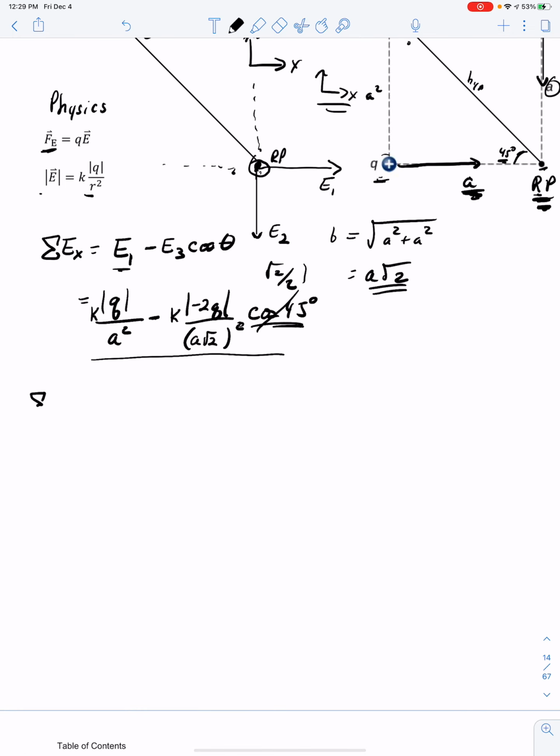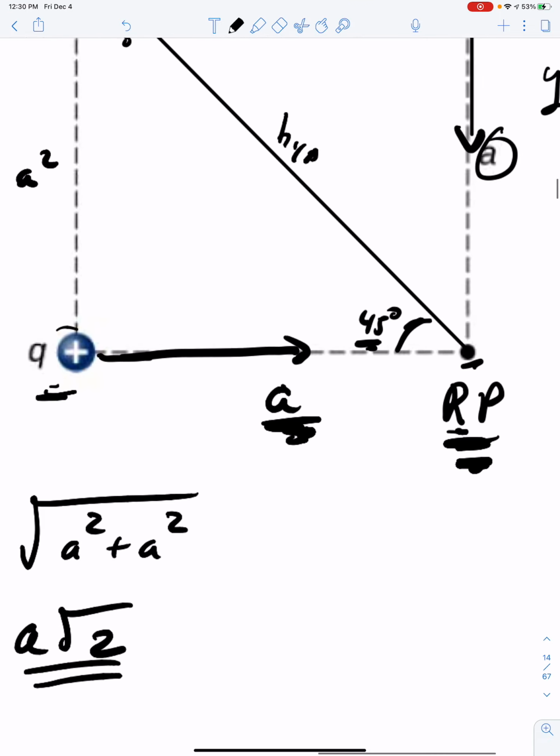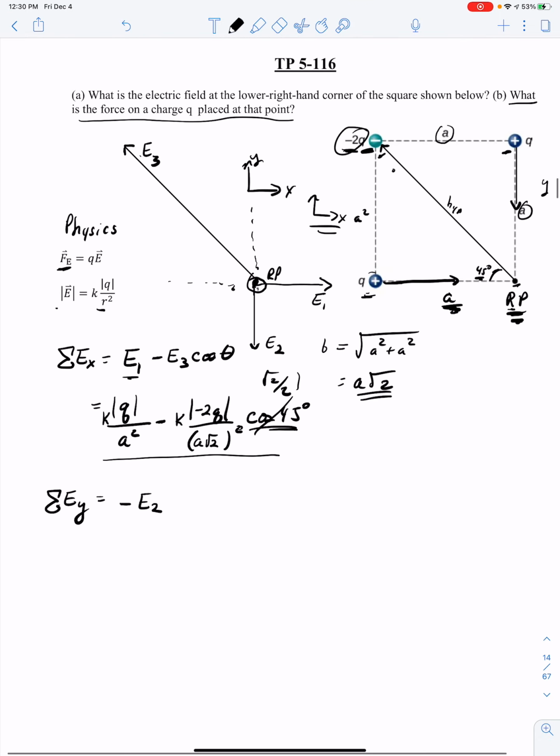Now let's go to the electric field in the y direction. Now we're talking about E2. E2 is going downwards, so E2 is negative. See the arrow right here? It's going downwards. And then we have E3, but E3 in the y direction is going positive. Since we want the component in the y direction, we use sine of 45, and sine of 45 is also the square root of 2 over 2.